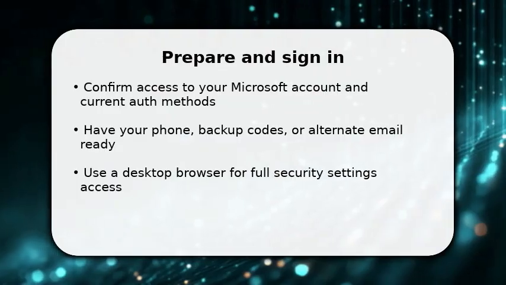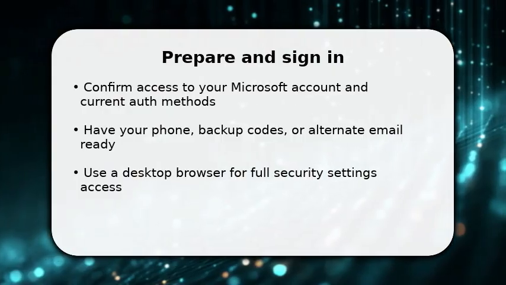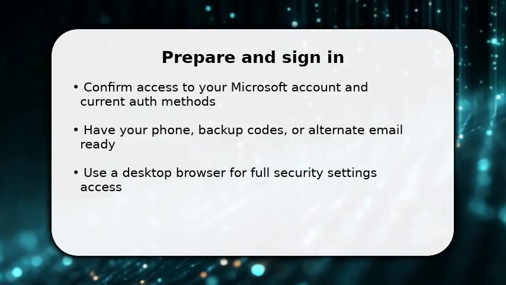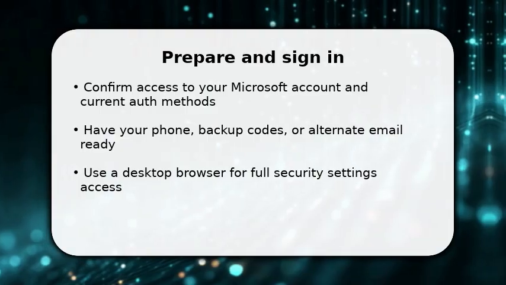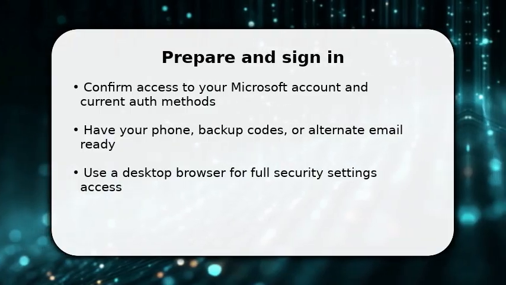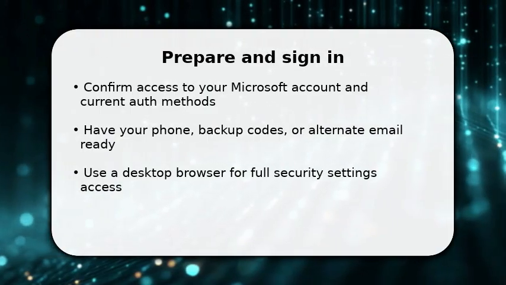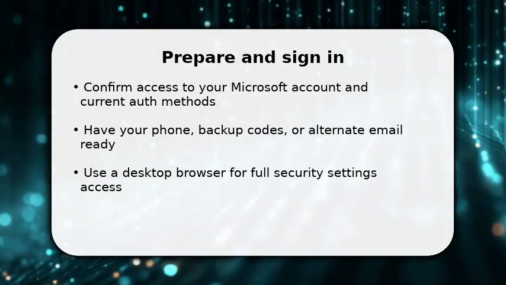You start by signing into your Microsoft account at account.microsoft.com. This ensures you can change security info. Once signed in, navigate to Security, Advanced Security Options so you can modify two-step verification.